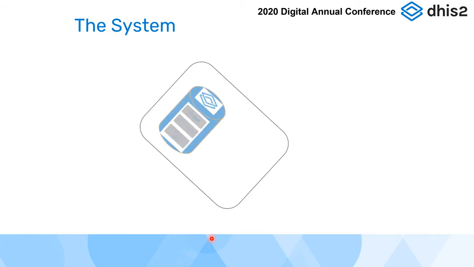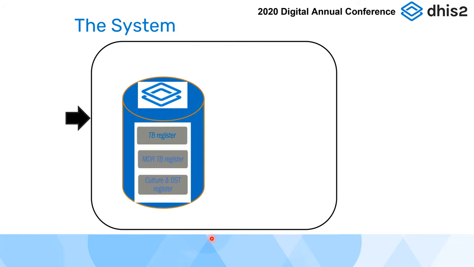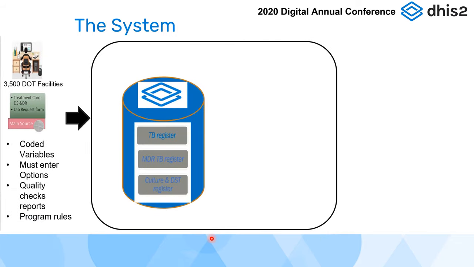And Yury and Tomas have talked about the system. Basically, we have three registers: the TB register, MDR, and the culture DST. This is the laboratory part, which I'm going to talk about tomorrow; I have a session on that. The data entry is from almost 3,000 areas where we have TB clinics, and the main data entrants are the district coordinators, but there are also some facilities, around 15%, which can enter data directly. Every month the district coordinators go around all facilities. Every DTLC has around 10 facilities. They go around making sure that they enter this data.